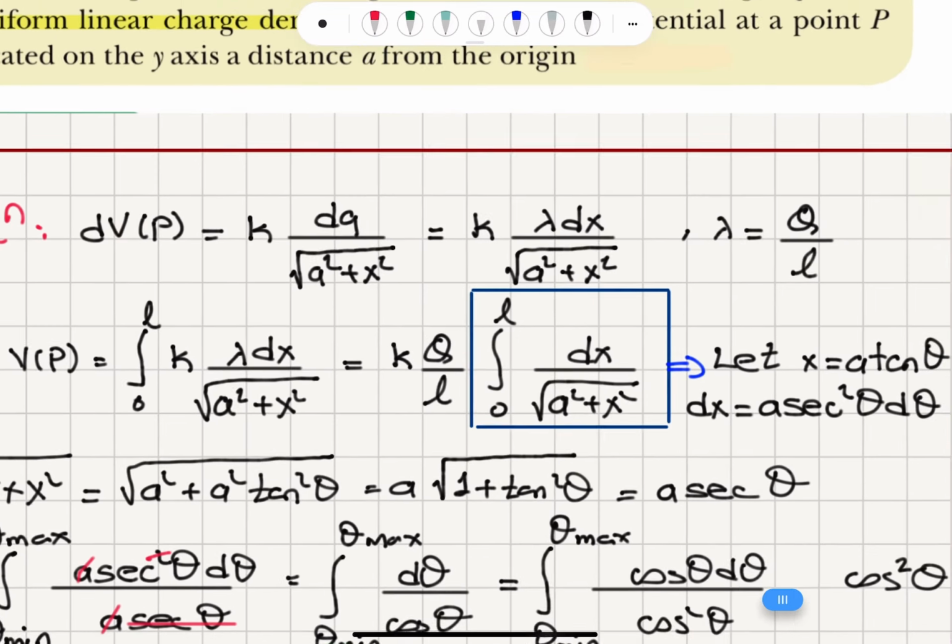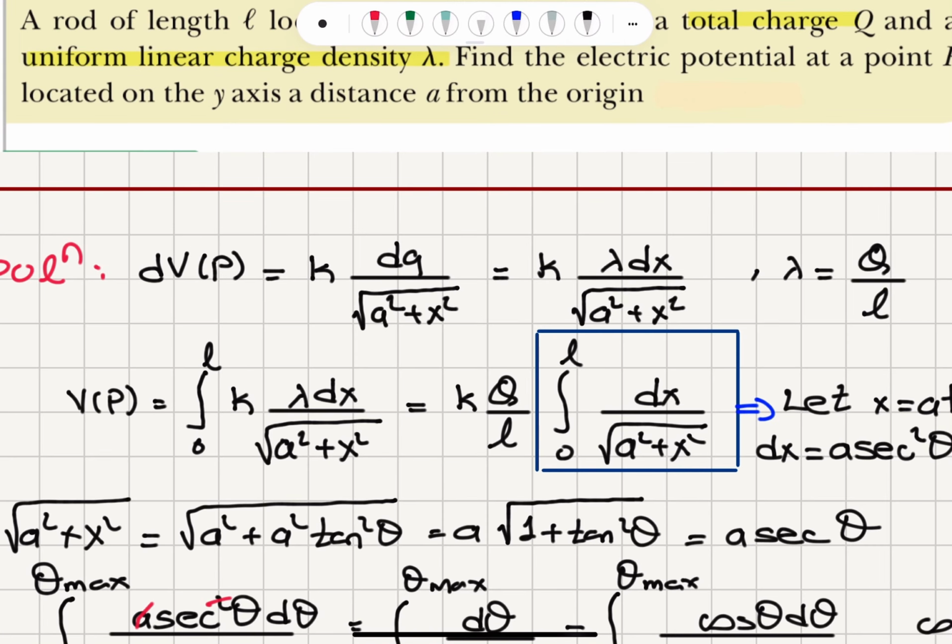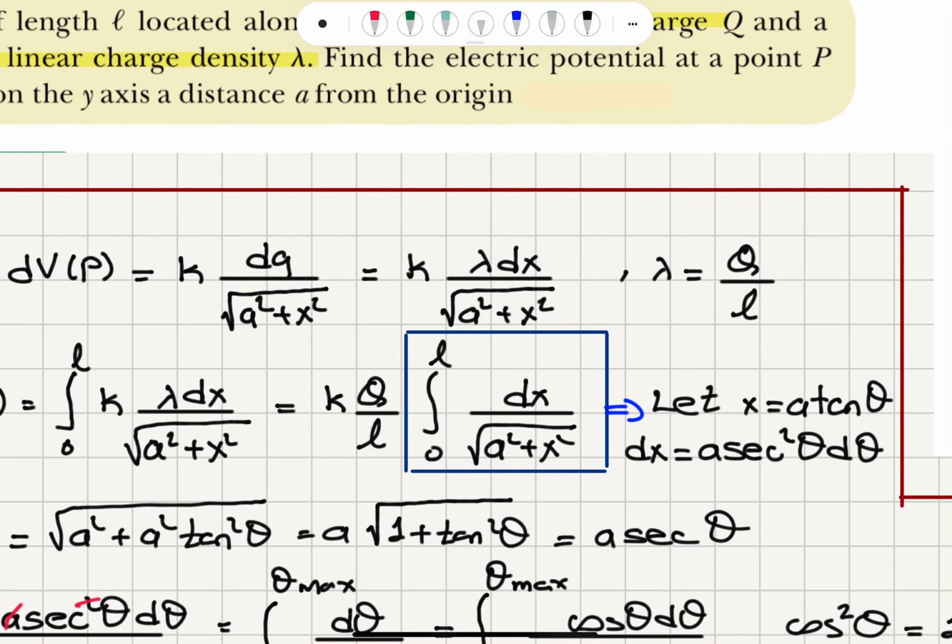So to find the total potential, we have integral from x goes from 0 to L, k lambda dx over square root of a squared plus x squared. For lambda, we substitute q over L. This is an integral from 0 to L dx over square root of a squared plus x squared, which is a tricky integral. In order to perform this integral, I do a change of variables.